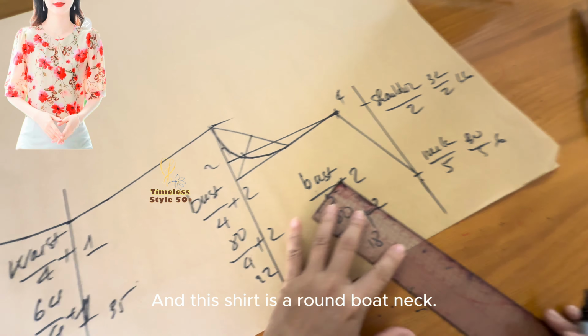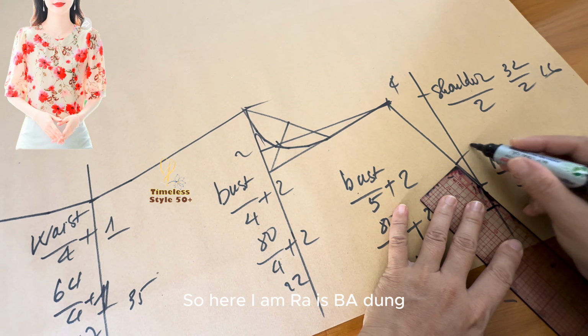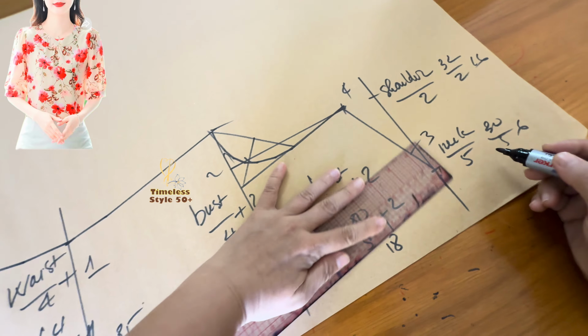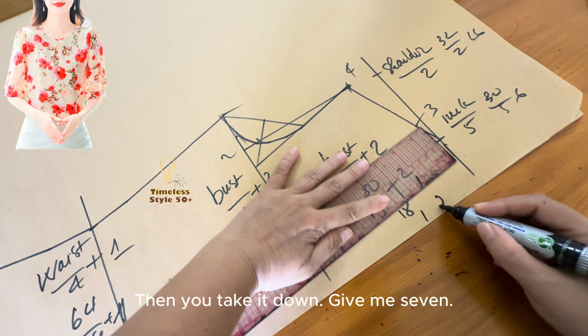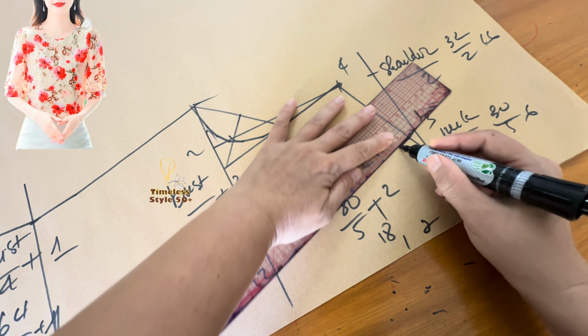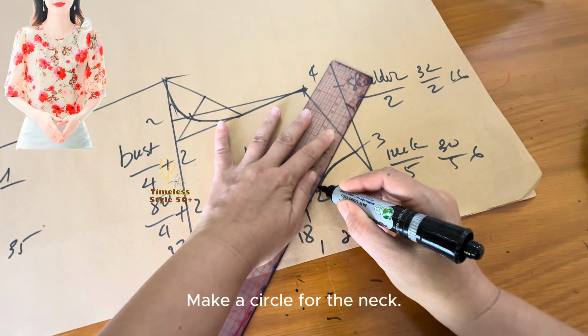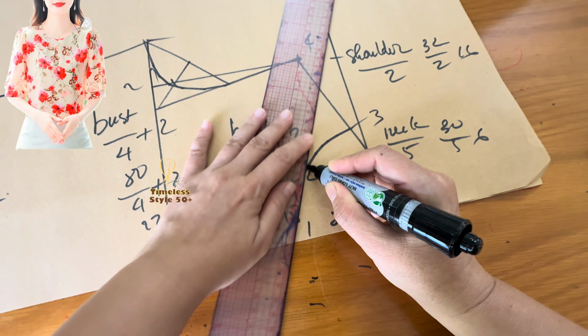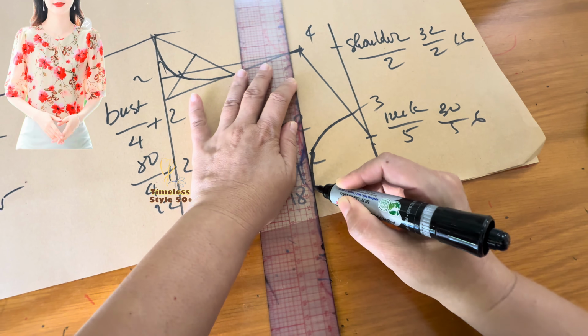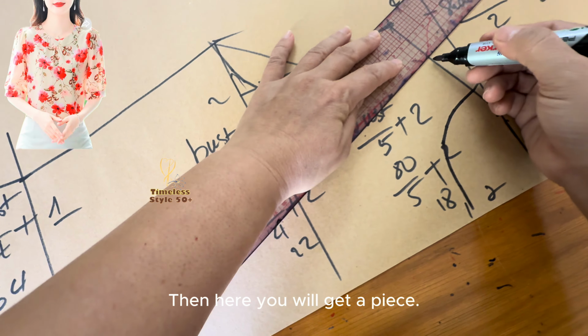And this shirt has a round boat neck. So here I take the neck point, then you take it down 7. We will connect and make a curve for the neck. Then here you will get a piece.